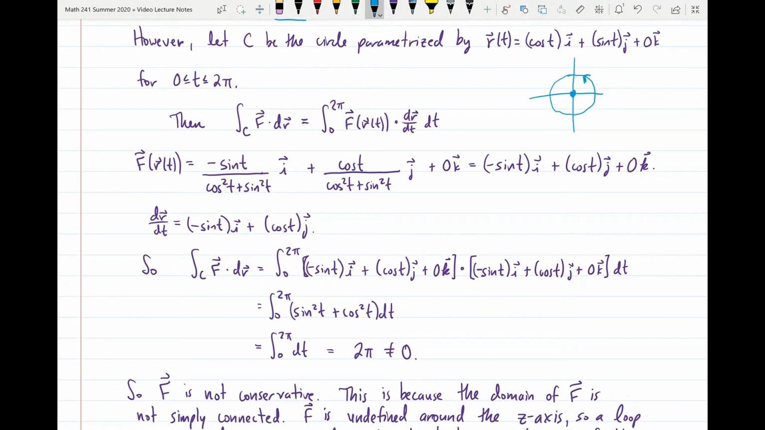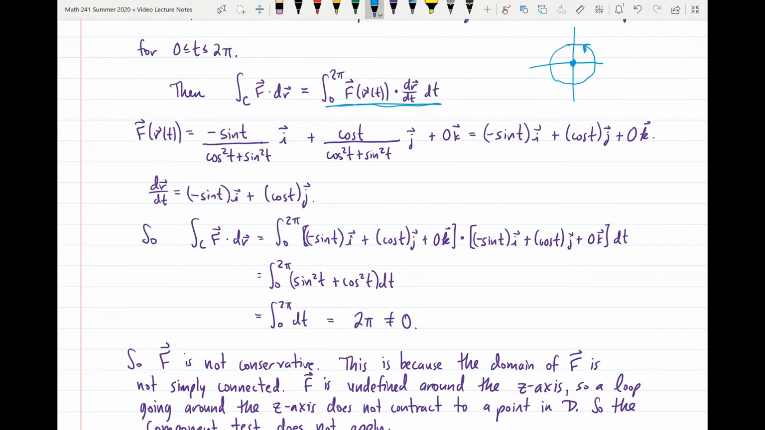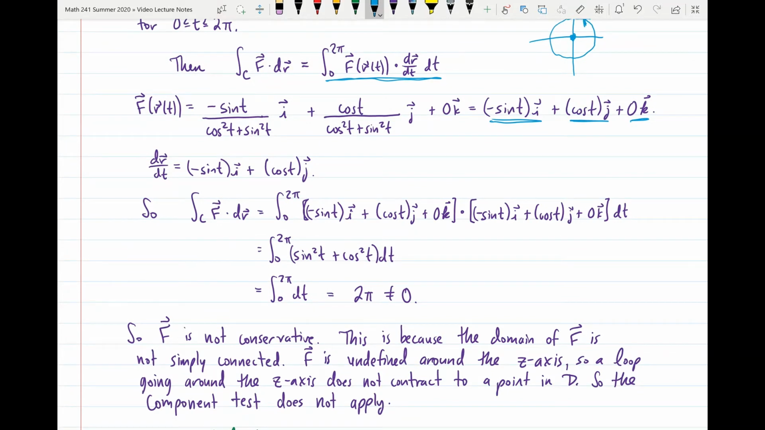Okay, so we can use methods from section 16.2 to evaluate this line integral here. The integral of f over our circle C is equal to the integral from 0 to 2 pi of f of r of t dot dr/dt dt. This is an expression that we get from section 16.2 that we've talked about before. And so we want to find f of r of t just by substituting, and we get negative sine t i plus cosine t j plus 0k. And then we also need the derivative of r with respect to t, and that'll give us negative sine t i plus cosine t j.